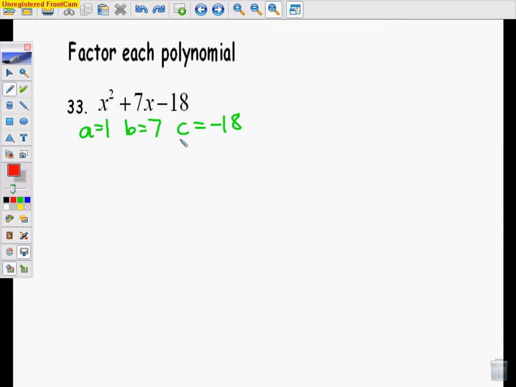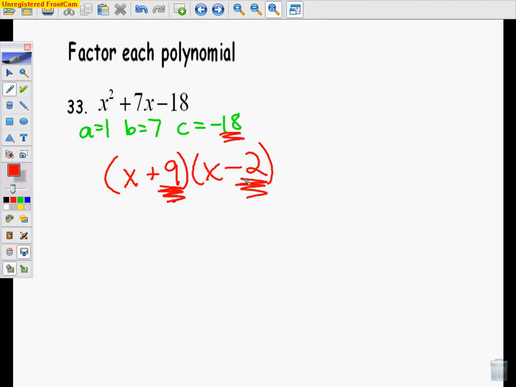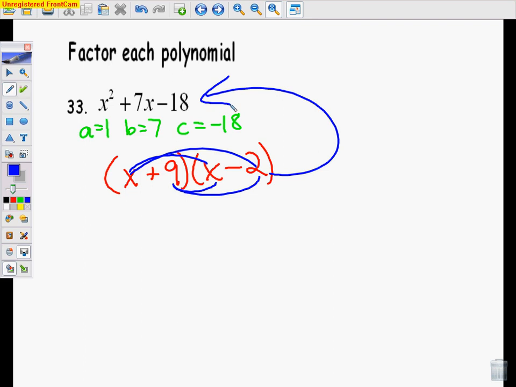So what numbers multiply to negative 18 and at the same time add to positive 7? Those 2 numbers are positive 9 and negative 2. So that's x plus 9 times x minus 2. Because positive 9 times negative 2 equals negative 18, and positive 9 plus negative 2 equals positive 7. That's your answer. Now, once again, you can FOIL this, and you should get that. That's a good way to check your answer.